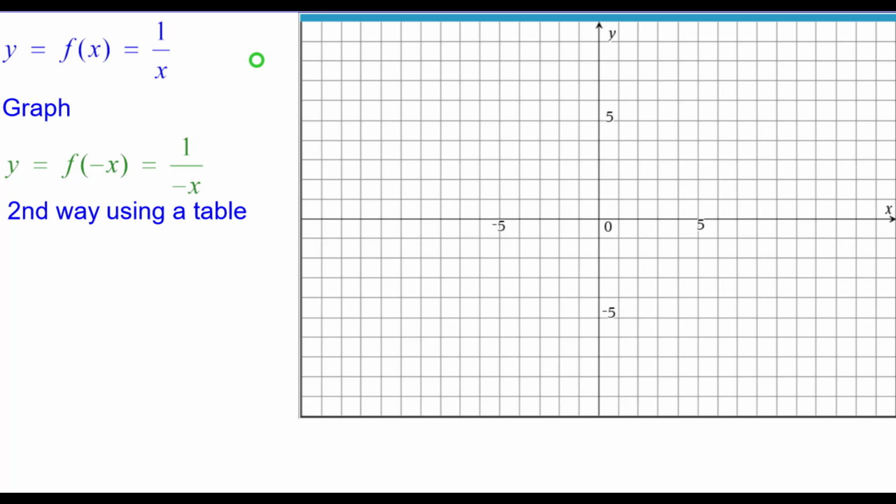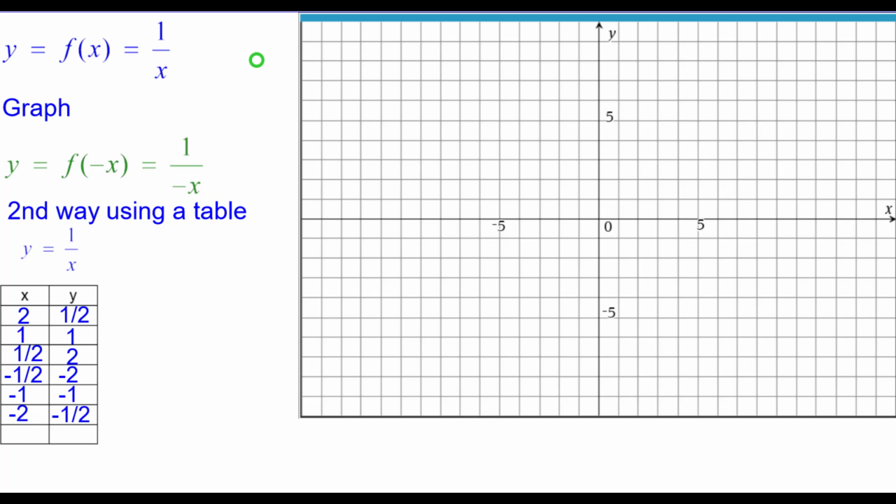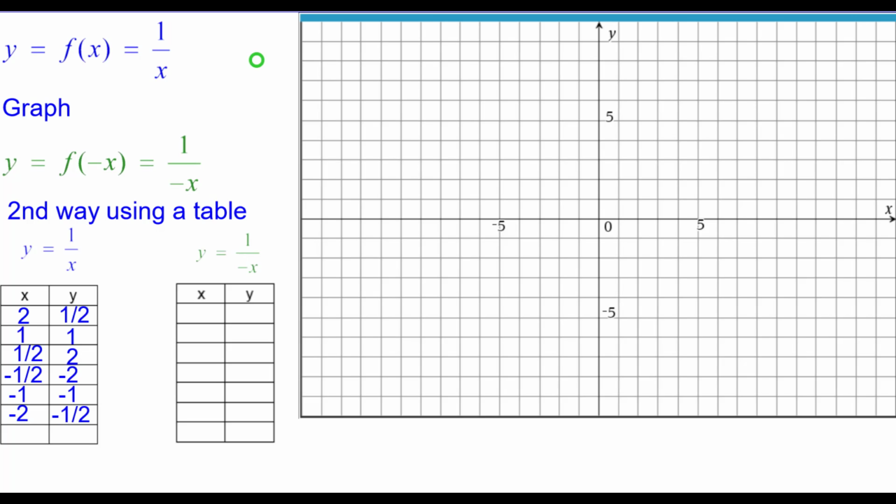Second way, using a table. These are our 6 values that we usually like to plot. So 1 over the opposite of x, we'll use the same x values. When x is 2, 1 over the opposite of 2 is negative 2, 1 over negative 2, so that's negative a half, so 2 comma negative a half.